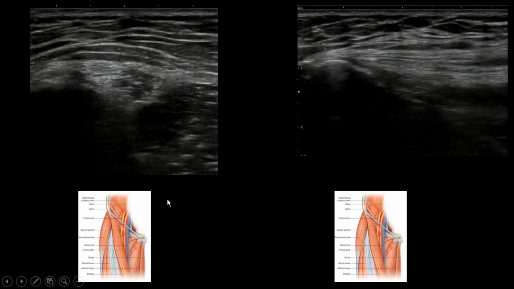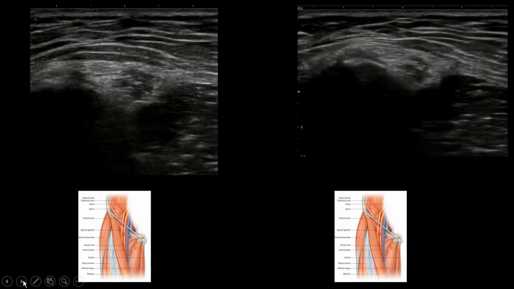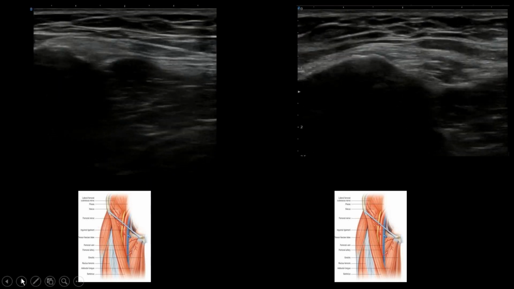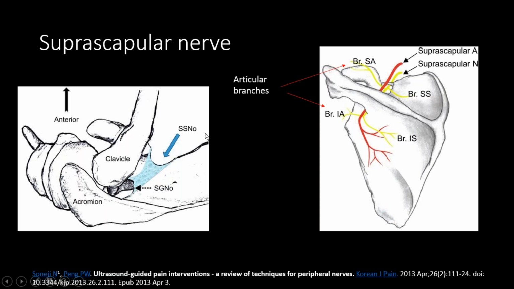Okay, let's move on to the next one. Now let's look at the suprascapular nerve and the scanning technique.